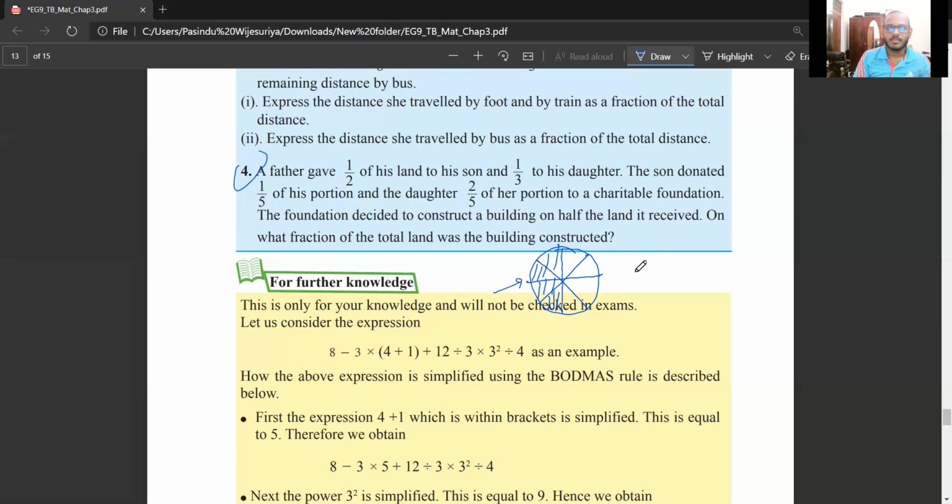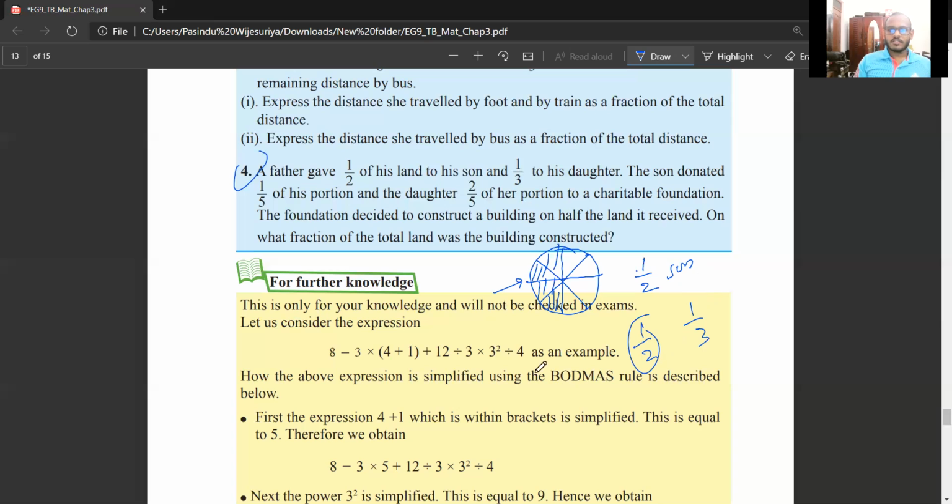So consider something. If there's an amount, half is taken by the son. What is the remainder? Again half. Okay. The remainder is half. How much from the total is given to the daughter? 1/3. Then what is the remainder? It doesn't matter. They haven't asked for the remainder.